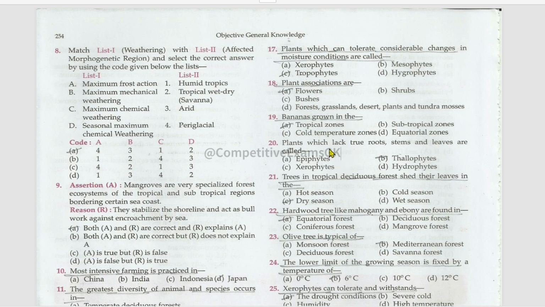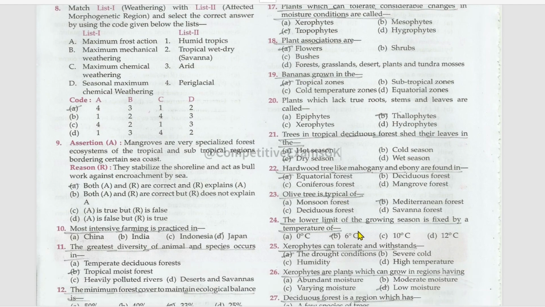Plants which lack true roots, stems, and leaves are called thallophytes. Trees in tropical deciduous forests shed their leaves in the dry season. Hardwood trees like mahogany and ebony are found in equatorial forest. Olive tree is typical of Mediterranean forest. The lower limit of the growing season is fixed by a temperature of 6 degrees Celsius.